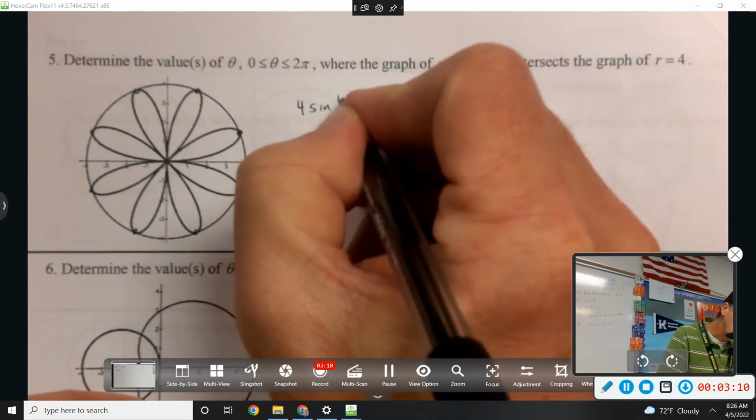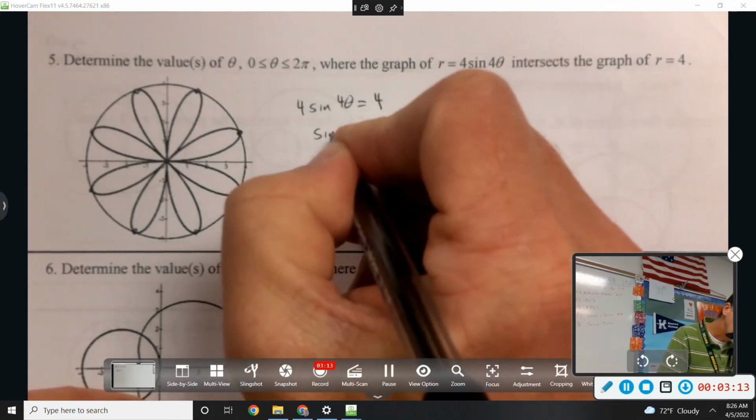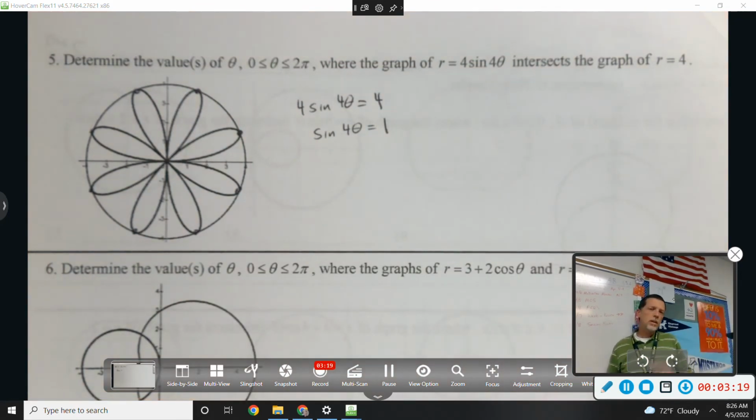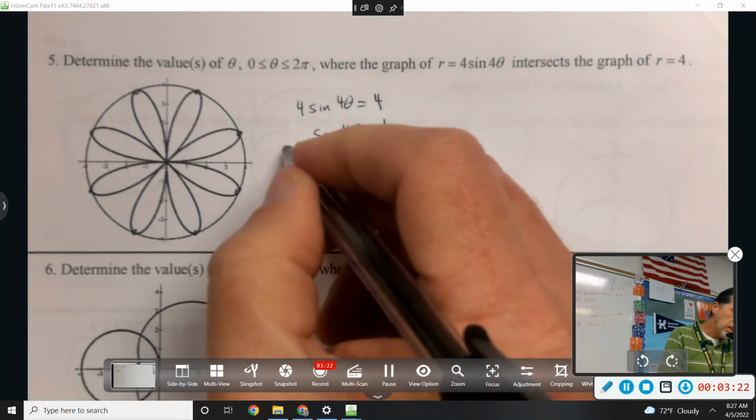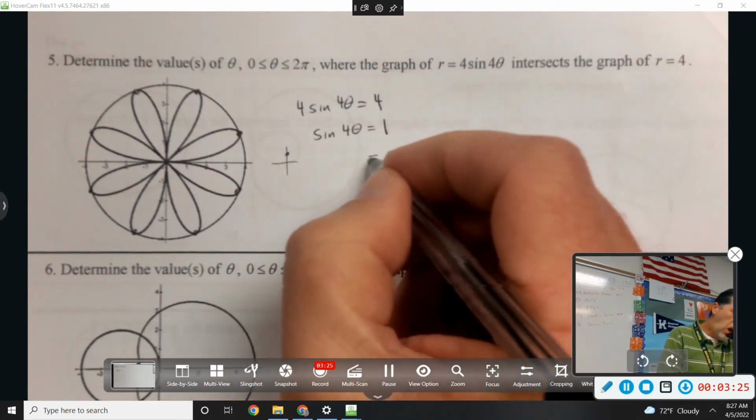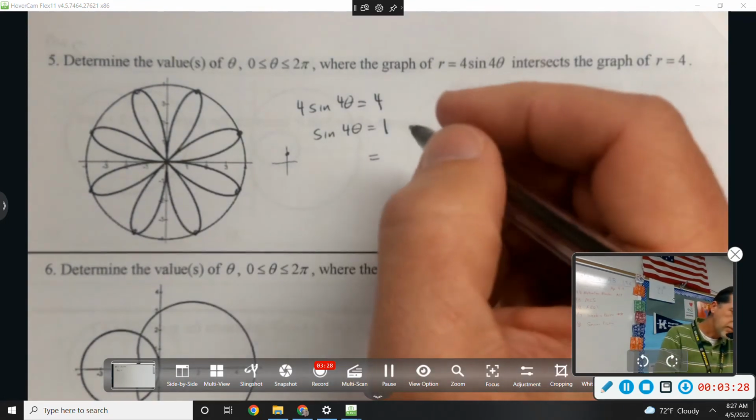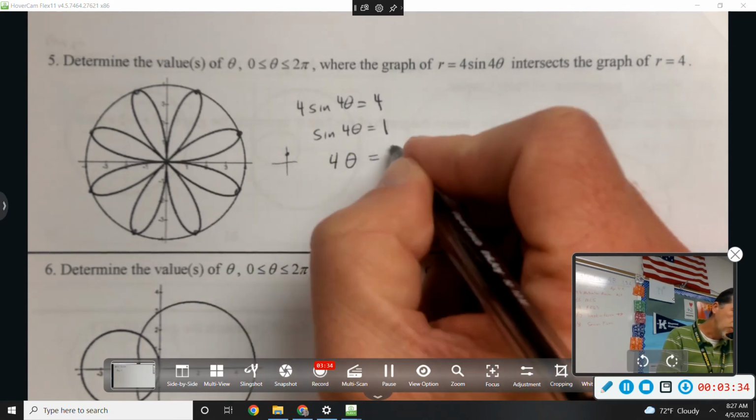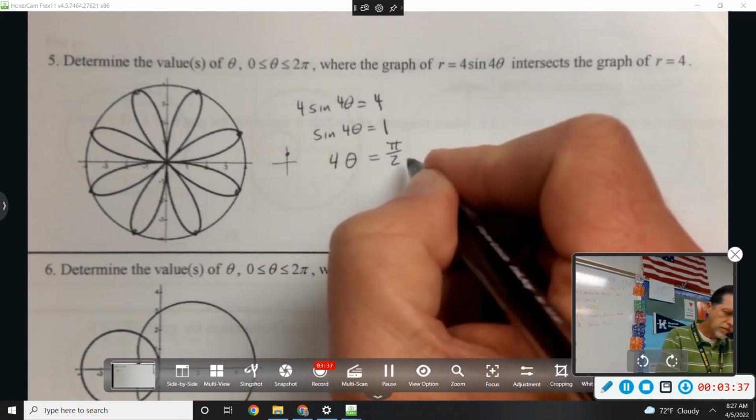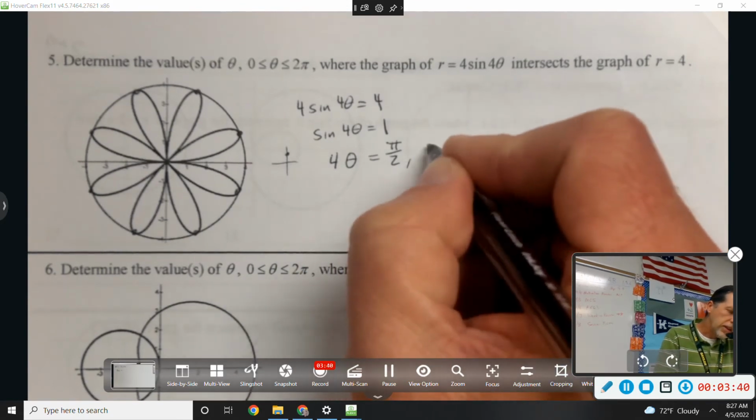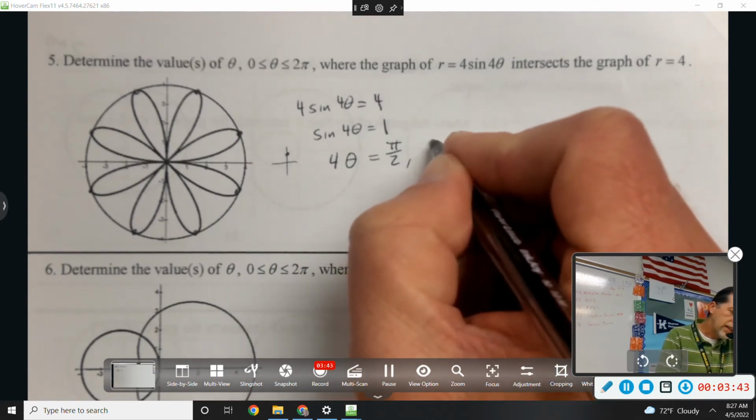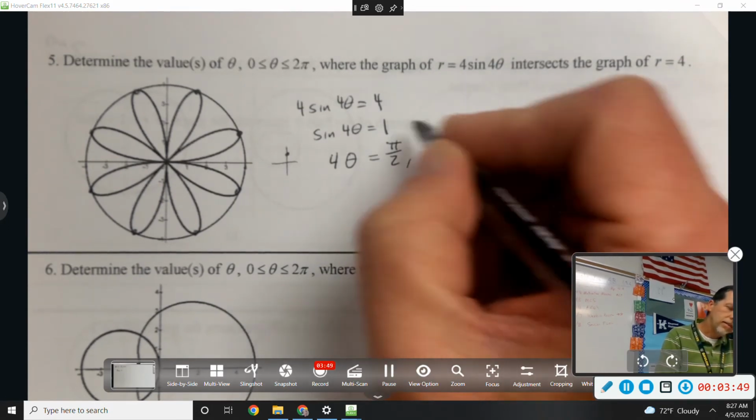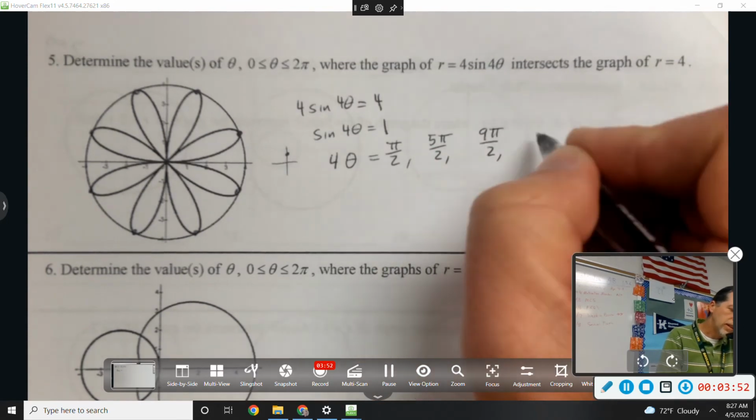So 4 sine 4 theta equals 4. So sine of 4 theta is 1. Let's see, sine equals 1. Sine equals 1 at pi over 2. So that means 4 theta needs to be pi over 2. And then if I added 2 pi to that, that would be 5 pi over 2. And let's see, 9 pi over 2, and so on.